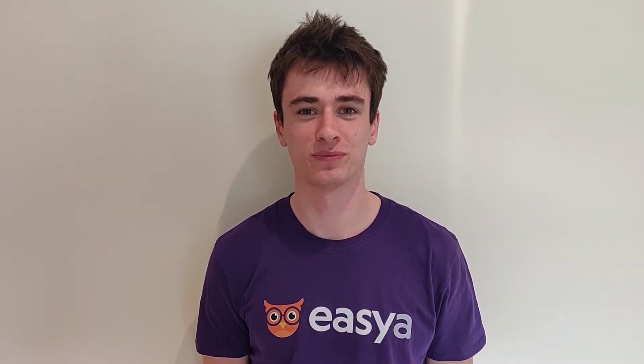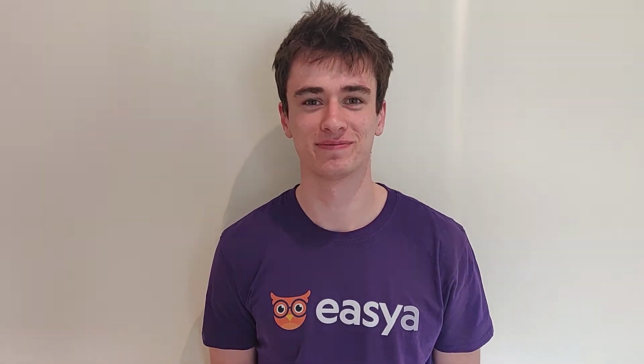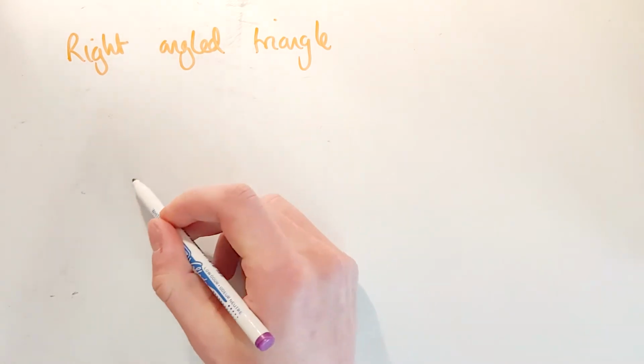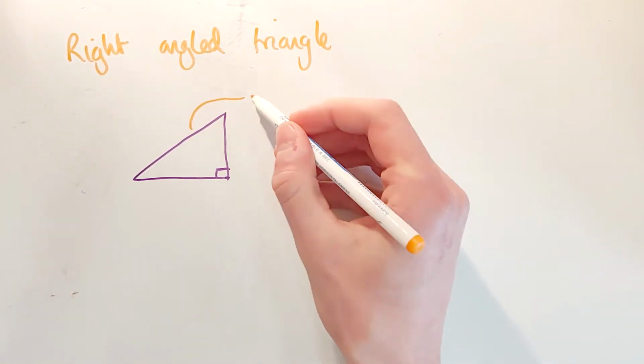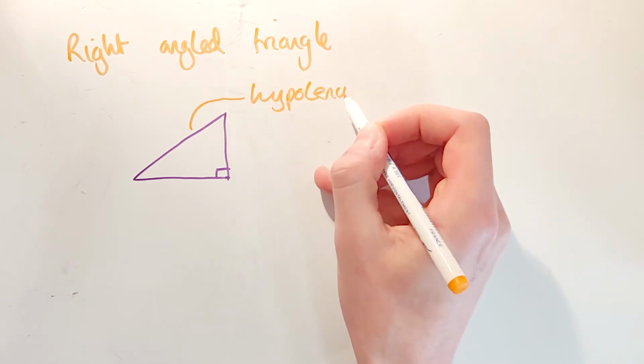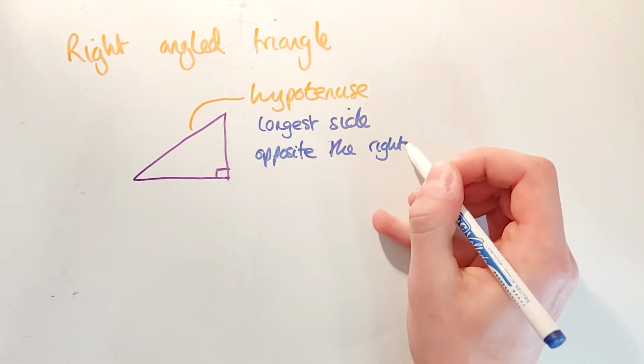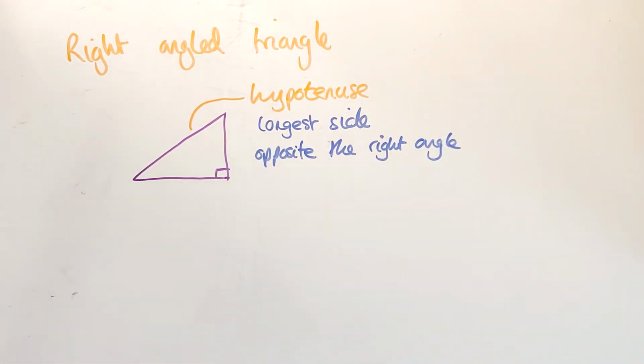This video is going to be on Pythagoras' theorem, so let's get started. First, let's look at some definitions. Right-angled triangles are extremely useful in geometry. This is any triangle that has a right angle in it. The longest side of this triangle, or the side opposite the right angle, is known as the hypotenuse.